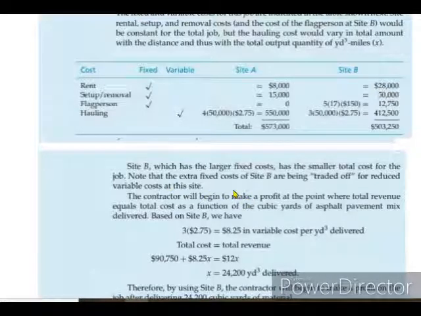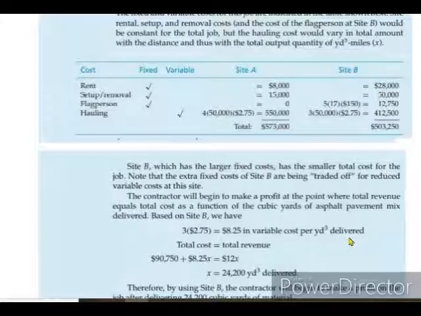Note that the extra fixed costs of site B are being traded off for reduced variable costs at the site. So the contractor will begin to make a profit at the point where total revenue equals the total cost as a function of the cubic yards of asphalt pavement mix delivered. So based on site B, we have 3. Why 3? Because it requires 3 miles. 3 miles times the cost per cubic yard is equal to $8.25 in variable cost per cubic yard delivered. So site B has a variable cost.